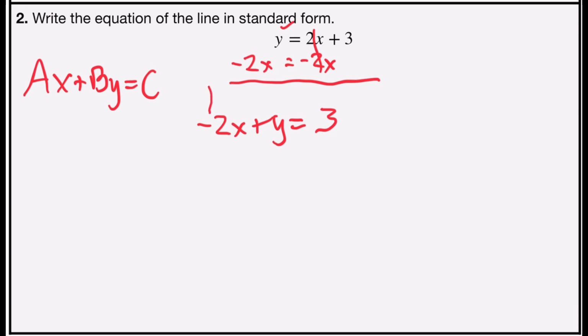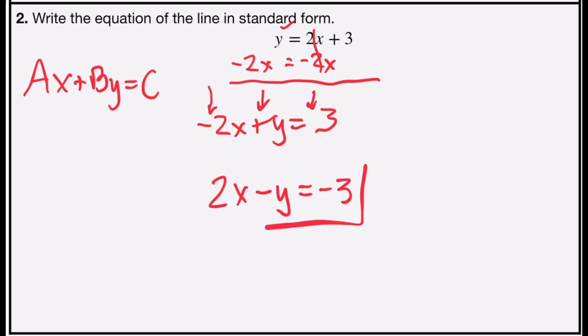However, the a coefficient is negative. So I can either multiply both sides by negative 1 or divide both sides by negative 1. But the result is all of the signs, the negative on the 2, the positive on the y, and the positive on the 3, will flip. And so in standard form, my equation would say 2x minus y equals negative 3.